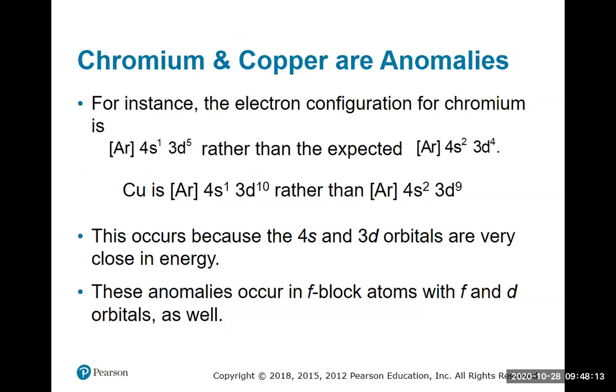There are some exceptions, two prominent ones, you should know these: chromium and copper. Rather than filling for chromium, for instance, 4s2, 3d4, they fill 4s1, 3d5. And then copper fills 4s1, 3d10 rather than 4s2, 3d9. And that's to preserve those half-filled and fully filled energy levels.